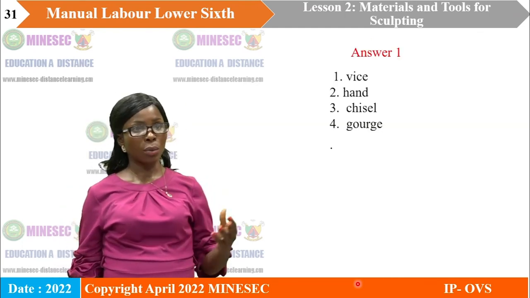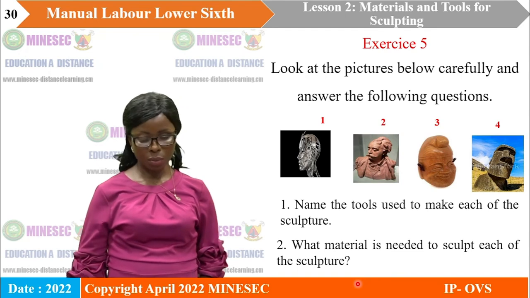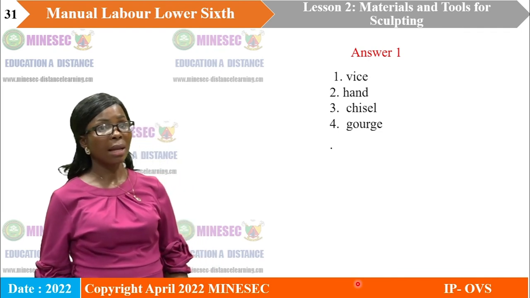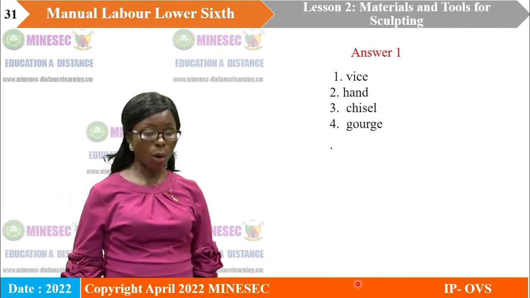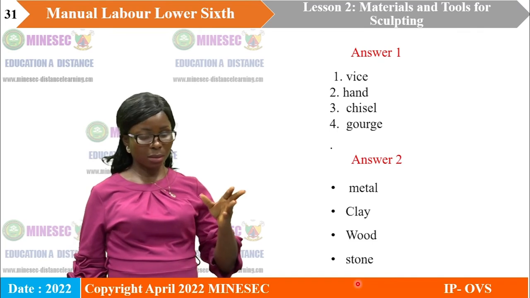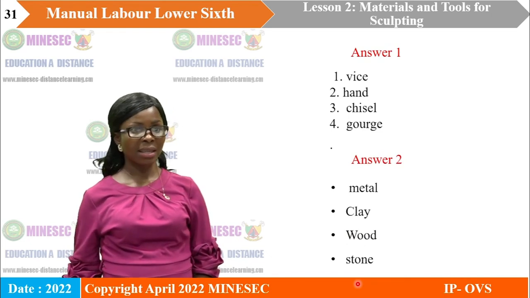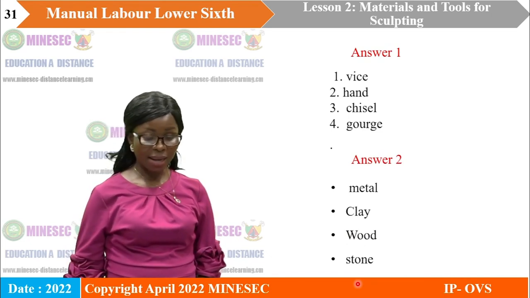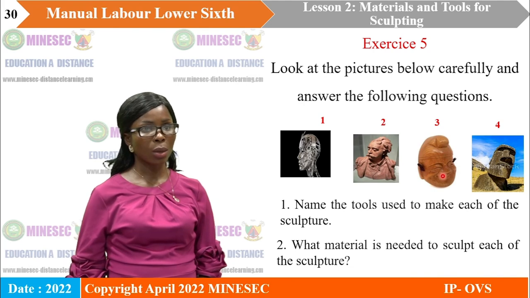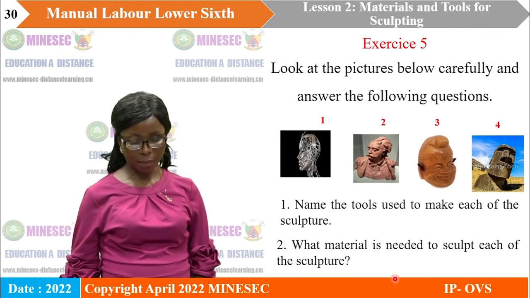The answers are: use a vise. For the first question, you see the first question is to name the tools. This first one is a metal, so we use a vise. We use a hand saw, a chisel and a gouge. Those are the tools. And the second set of answers is: the first material there was metal, the second material was clay, the third material was wood, and the last material was stone. These are the metal, clay, wood, and stone. They were all used to make the sculptures that we see in the diagram.